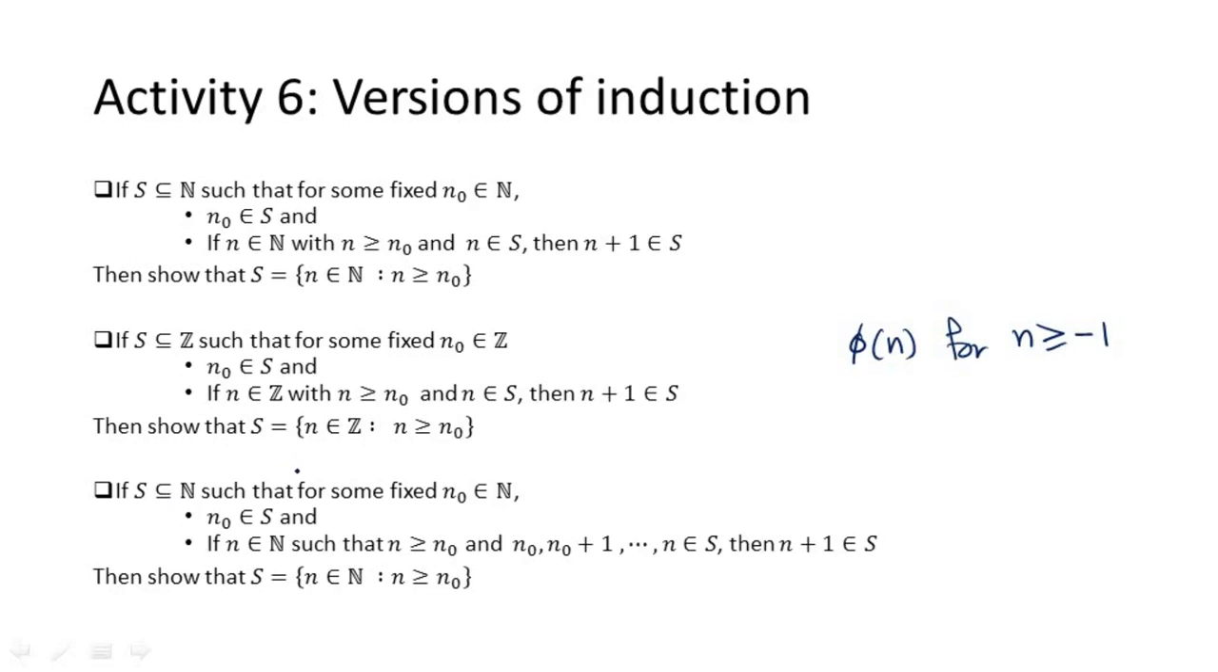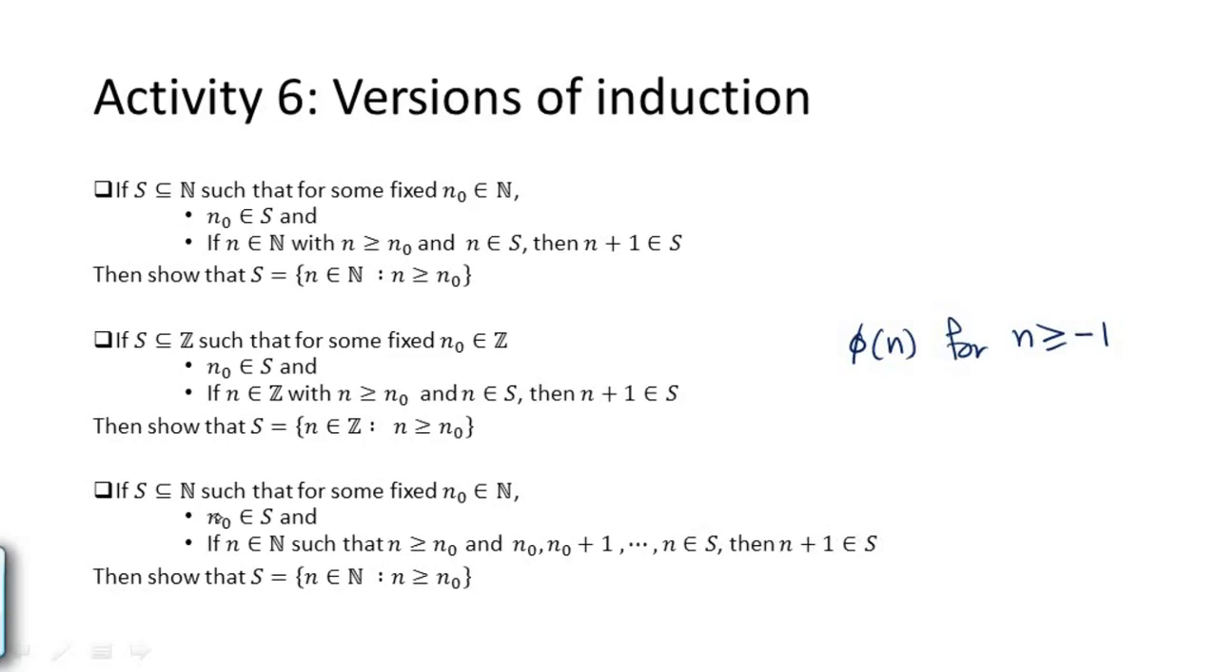One more version of the principle of induction is the following. Suppose we have a subset S of the natural numbers such that for some fixed n naught, n naught belongs to S. Moreover, if n is a natural number greater than n naught, and if we know that n naught plus 1 all the way up to n belongs to S, then n plus 1 also belongs to S.